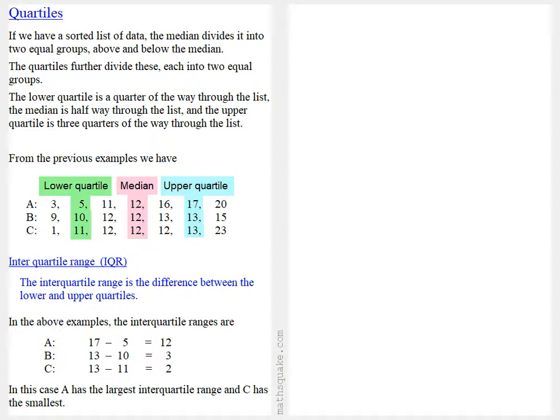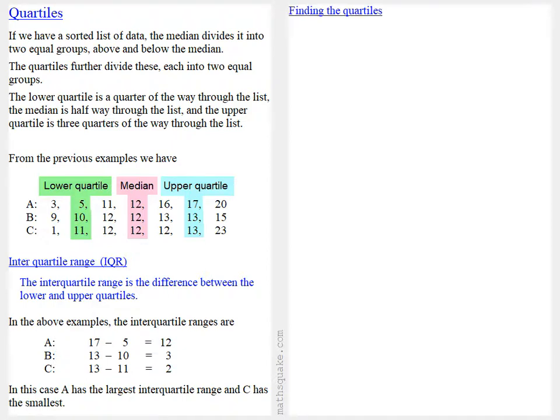Now that shows that C, although it's got the largest range because it's got two extreme values, the rest of the numbers are quite closely packed. So the interquartile range ignores extreme values and looks to see what's going on with the central section. Quite often it's useful to have both the range and the interquartile range.